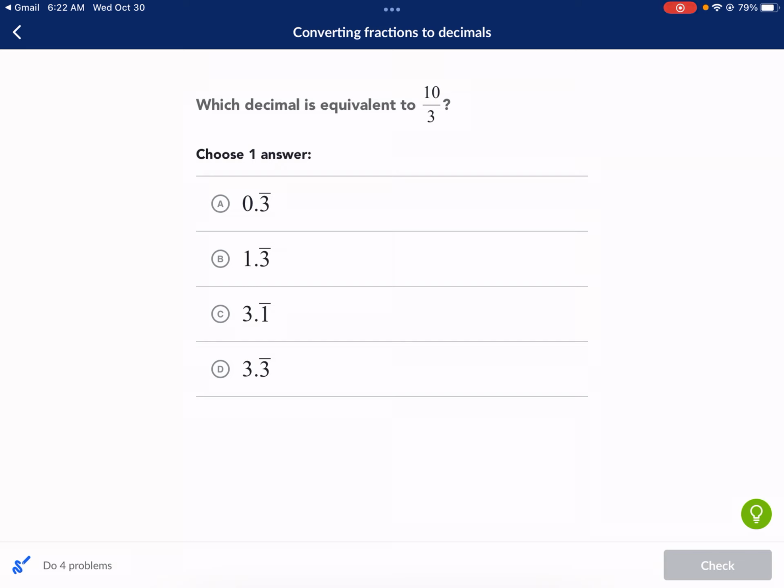So what we're going to do here is first go through each problem and understand what operation we're doing to convert these fractions into decimals, and then I'm going to show you how we determine if they're repeating and why they're repeating.